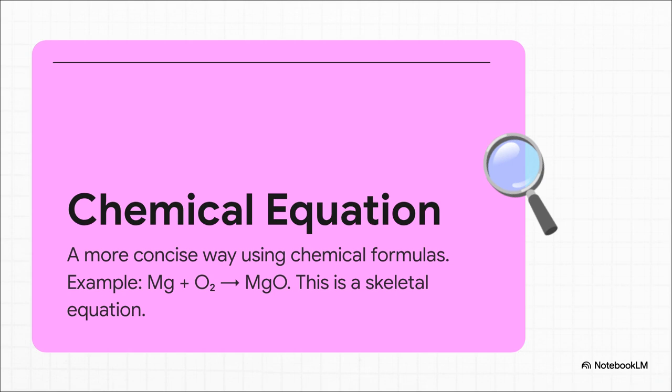But we can do even better than that. By swapping out the words for their chemical formulas, we get a chemical equation. Now, this is powerful. It's way more concise, and it's just packed with information. Mg for magnesium, O2 for oxygen, and MgO for magnesium oxide. But, there's a little problem here. This equation, it's not quite right yet. We call this a skeletal equation, and it's actually breaking a really, really important rule.